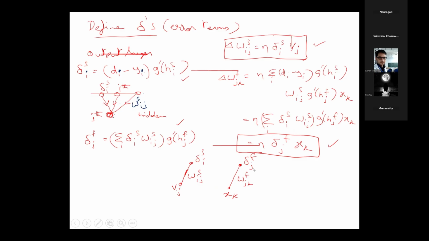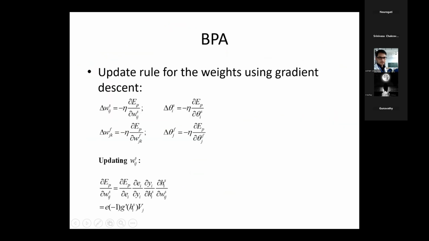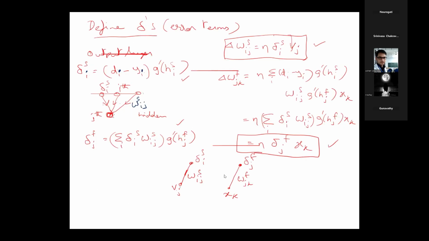So once you have these deltas, the update for the weight is very similar to what we got in the case of perceptron. For every weight, you'll have a delta at the top and a state variable at the bottom. In this case, for this weight, for example, the delta at the top is delta A, the state at the bottom is Vj, and the weight itself is Wij. Then the update for Wij is equal to delta times x, or delta times Vj.